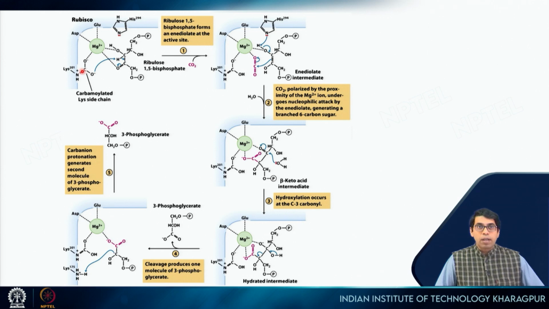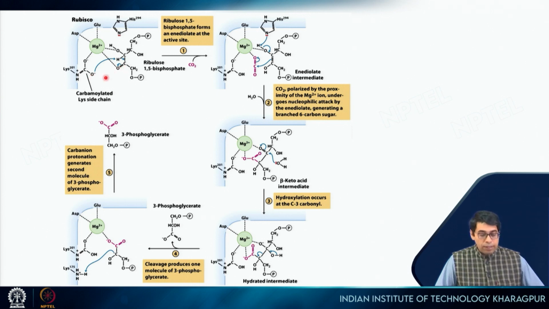So, this is the carbamoylated lysine. That is the carbamoyl group, right. It is coordinating with the magnesium ion, and this is your ribulose 1,5 biphosphate. So, we can count the number of carbons 1, 2, 3, 4 and 5, right. Now, this proton, so you see a ketone group here.